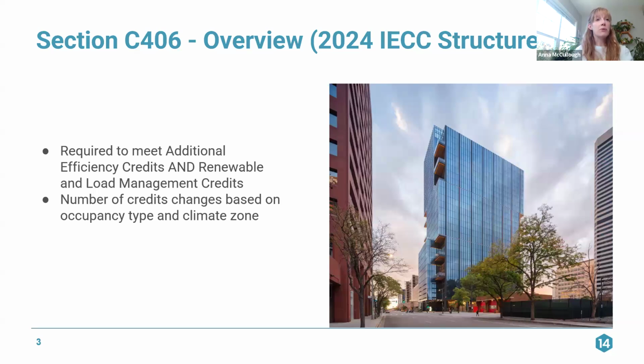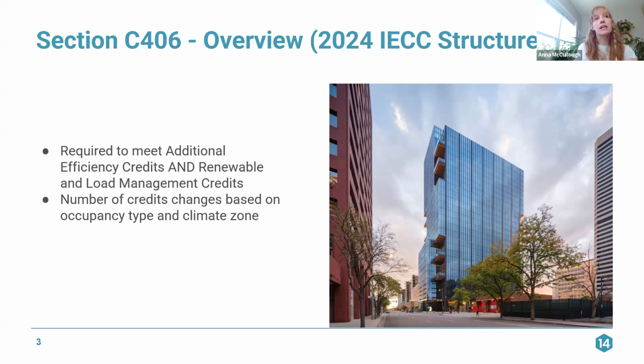Under the 2024 IECC, renewable and load management credits are mandatory. Previously, if you were complying with the code via the performance method, section C407, you didn't have to comply with anything in section C406. But now under the 2024 IECC, we have these credits that encourage demand side management. They encourage renewables on site to reduce the impact that the building has on the electric grid. So those credits are mandatory under the 2024.